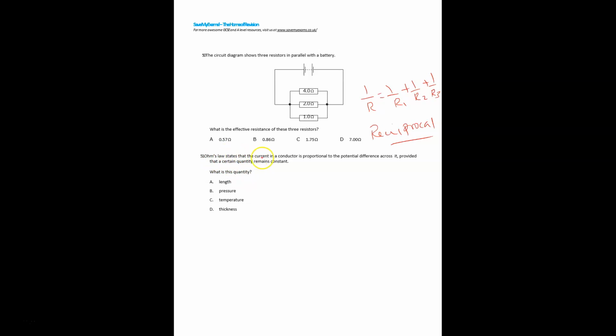Okay, Ohm's law states current in the conductor is proportional to the potential difference across it, provided that a certain quantity remains constant. In Ohm's law, which factor? There is a limitation. The limitation is temperature must be constant.